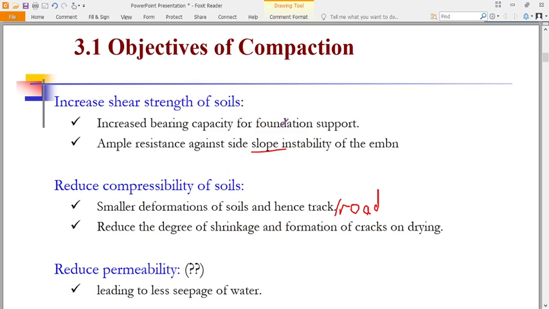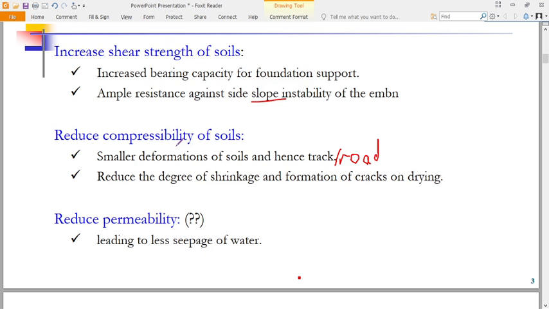How the particles are highly compacted, so you reduce the compressibility of the soil. Compressibility of the soil is normally the ability of a soil to move vertically. So if you have put particles together and there are no voids for the soil to move into, therefore it is less compressible.